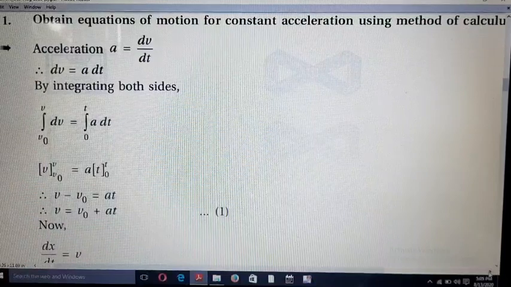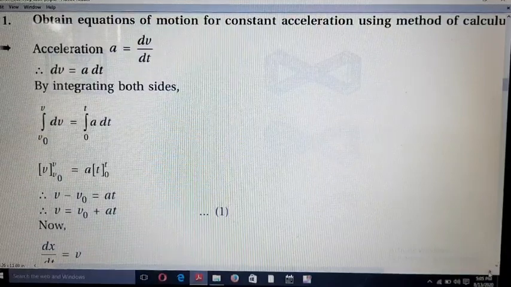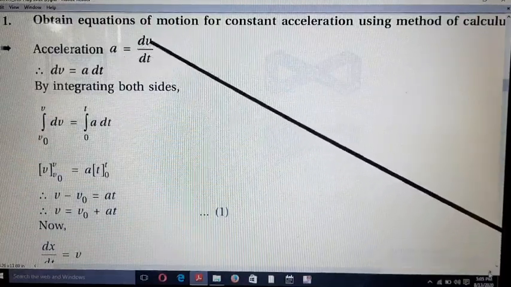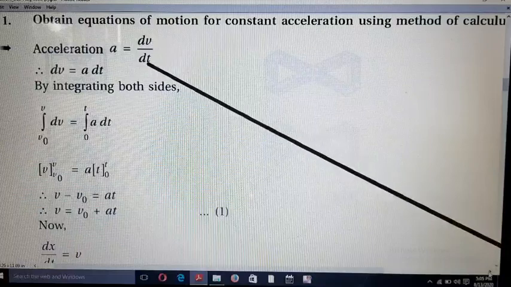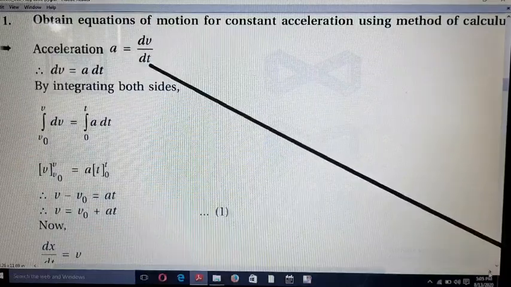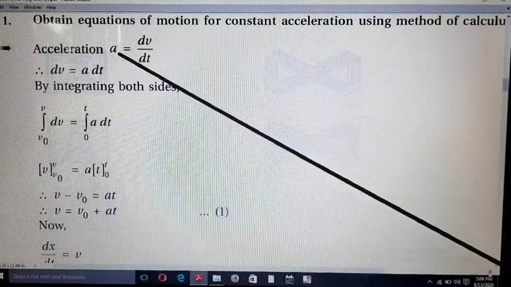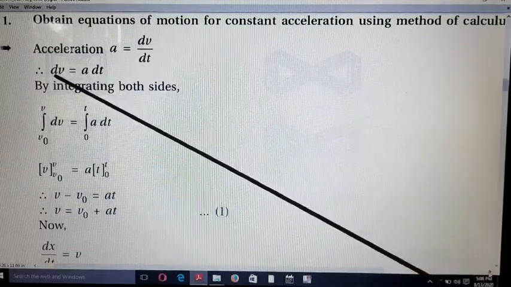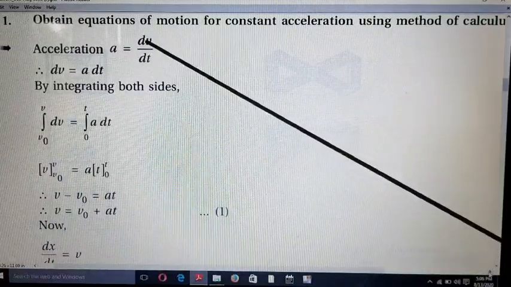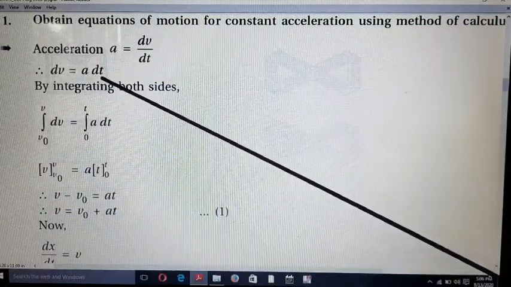Okay? Friends, according to the definition of acceleration, we can write down acceleration a is equal to change in velocity upon time. Means acceleration a is equal to dv upon dt. This dt moves to the left-hand side, and a dt moves to the right-hand side, so we can write dv is equal to a dt.